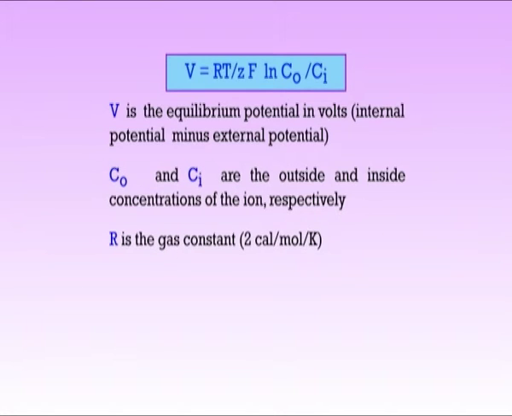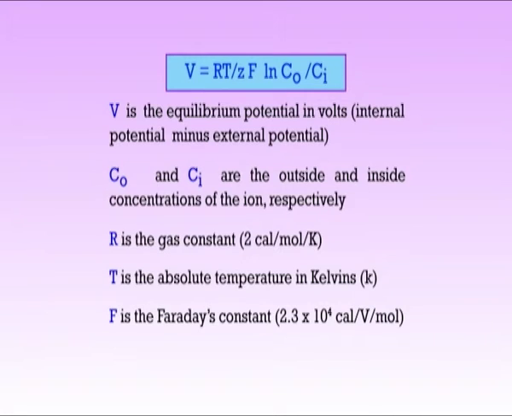R is the gas constant, which is 2 calories per mole per Kelvin. T is the absolute temperature in kelvins. F is Faraday's constant, which is 2.3 times 10 to the power 4 calories per volt per mole. Z is the valence or the charge of the ion.